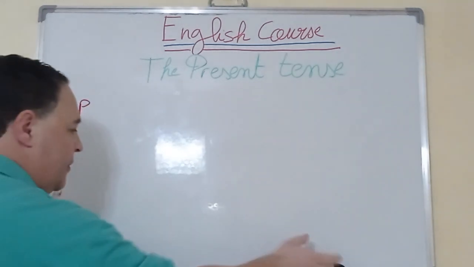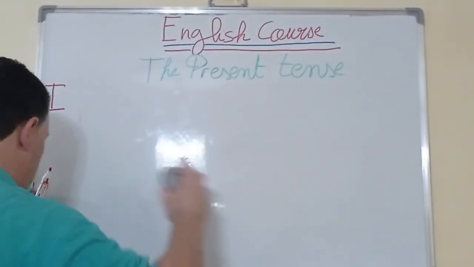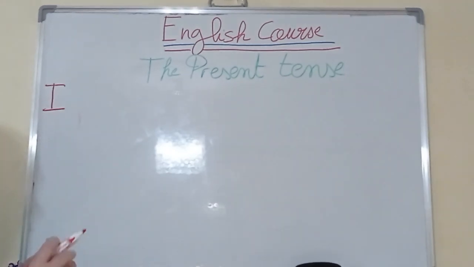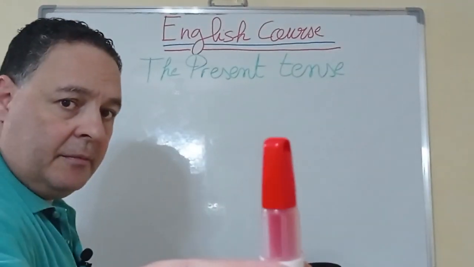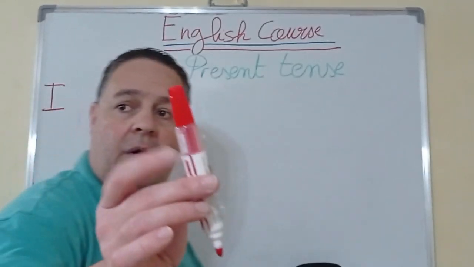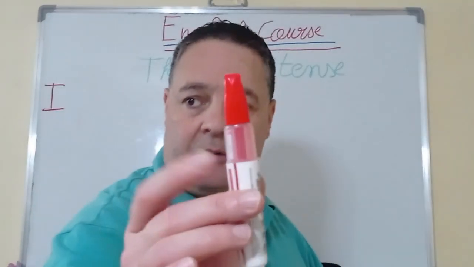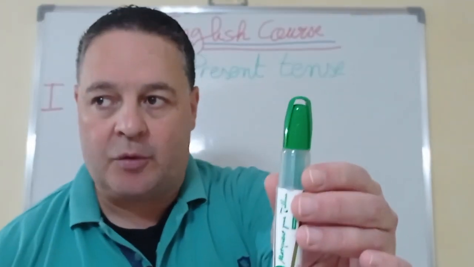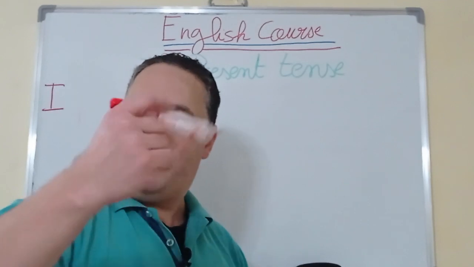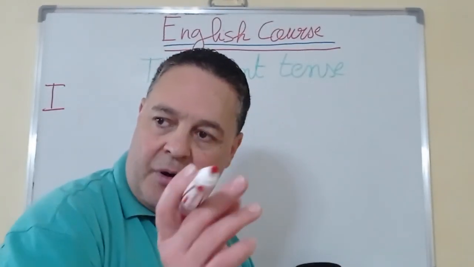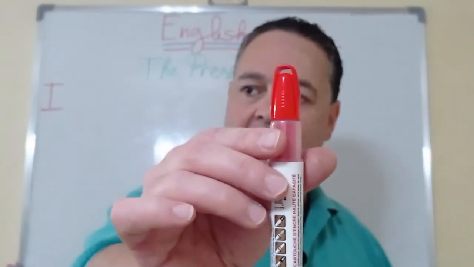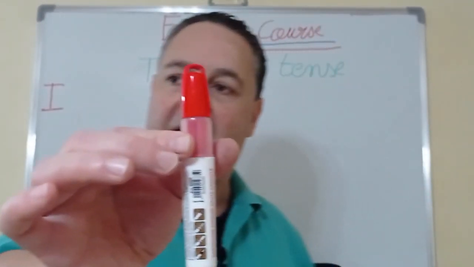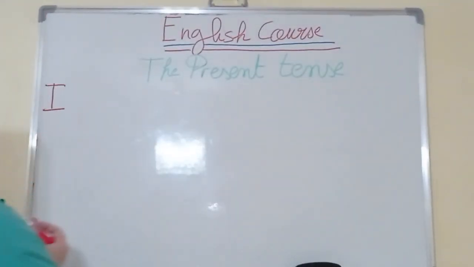I play. Sorry, I will use the green and the red color. The red one, what do we call it? It's a marker. So, the red marker and the green one, so as not to repeat the same word. The red marker or the green marker and the red one. Okay.